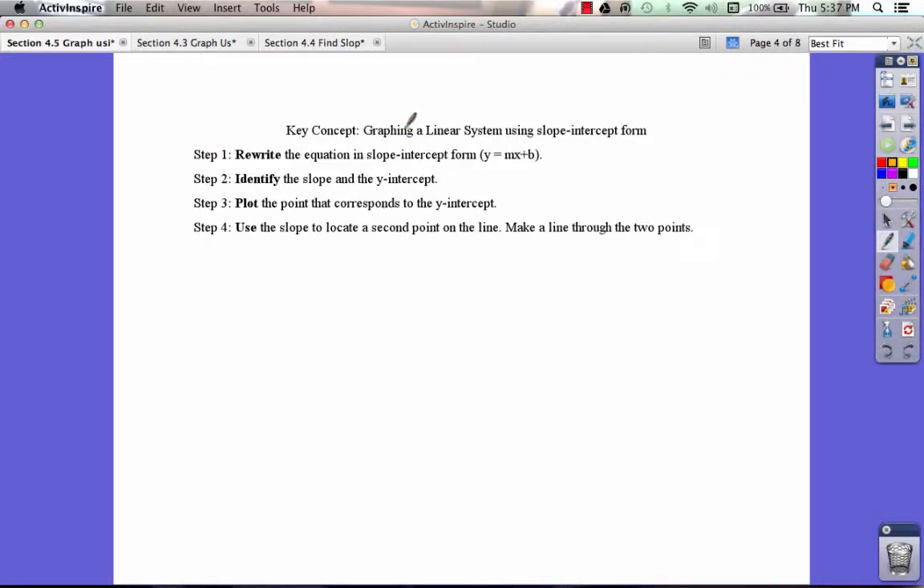Here are 4 steps to graphing a linear system using slope-intercept form. If you use these 4 steps, you can graph an equation using slope-intercept form every single time. And we're going to use these 4 steps in the next few examples.